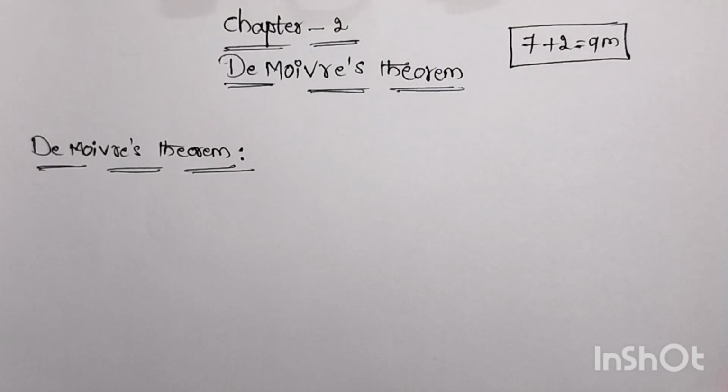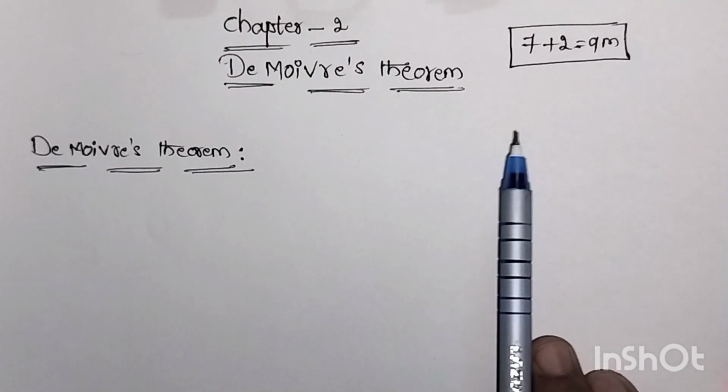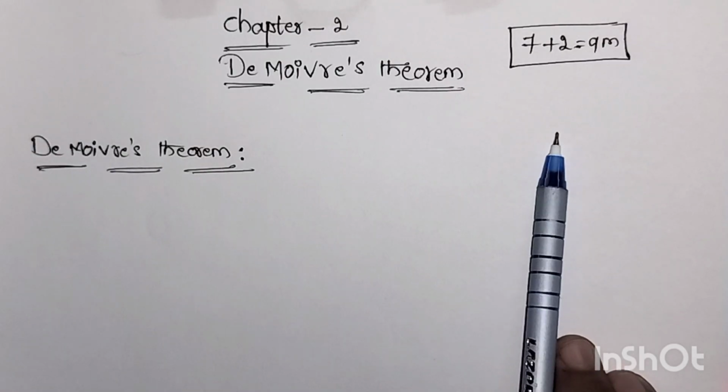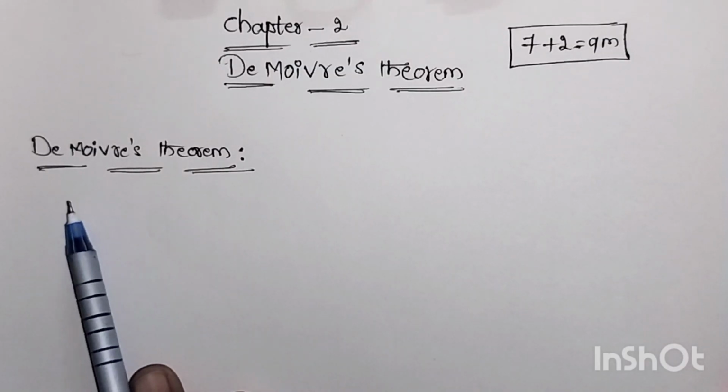Second chapter, De Moivre's theorem. Weightage of this chapter is 9 marks: one 7 mark question and one 2 mark question, total 9 marks. Let's go over some formulas.